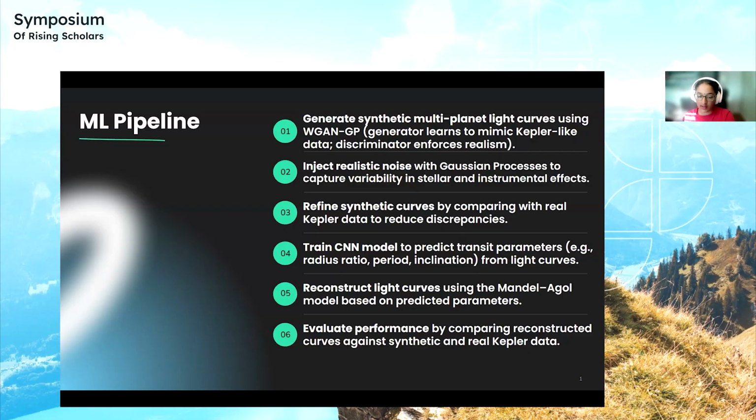After that, I trained a CNN model to predict transit parameters like radius ratio, period, and inclination from my light curves. I then used those predicted parameters to reconstruct light curves using the Mandel-Eagle model based on predicted parameters. After that, I evaluate performance by comparing reconstructed curves against synthetic and real Kepler data.